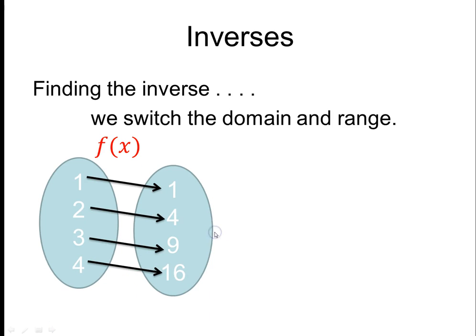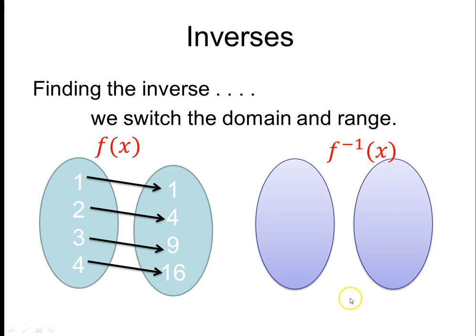So let's have a function. We've got this nifty function right here. It has 1, 2, 3, and 4 as the input. It has 1, 4, 9, 16 as the output. You can probably guess it's x squared, but that's the function. Now, this is the symbol for inverse of the function. See the little negative 1? So that says that I'm going to take this function and I'm going to invert it.